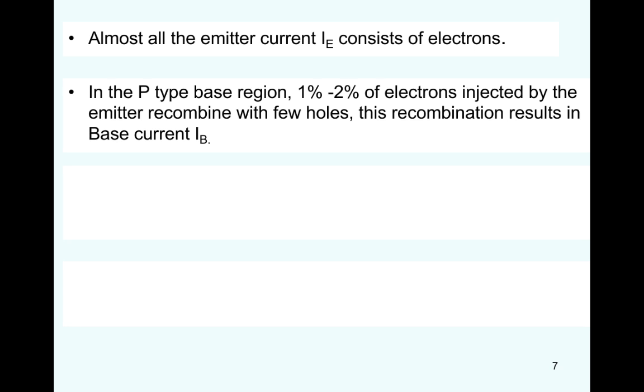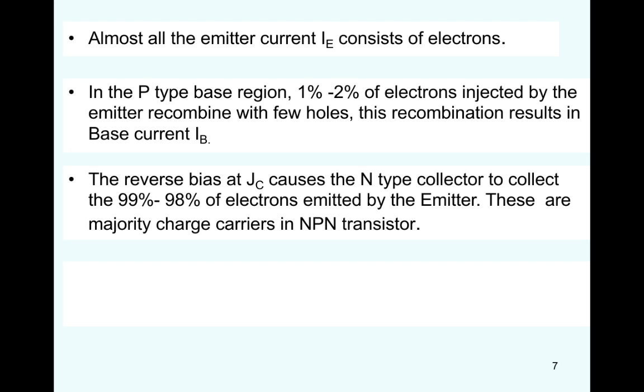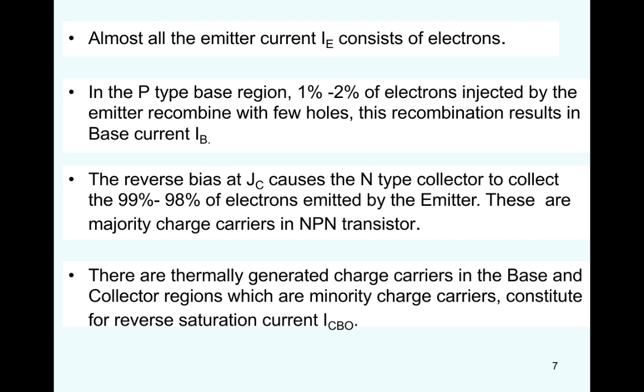In the p-type base region, 1 to 2% of the electrons injected by the emitter recombine with a few holes. This recombination results in the base current IB. The reverse bias at JC causes the n-type collector to collect the 99% of electrons emitted by the emitter. These are majority charge carriers in an NPN transistor.